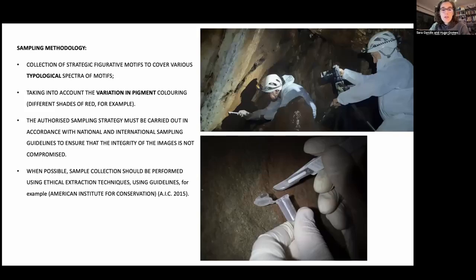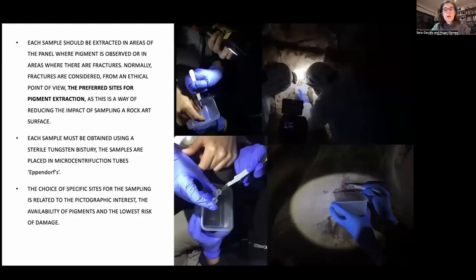There are some ethical extraction techniques that we have to be aware of also, and we always use guidelines. Normally, we go through the American Institute of Conservation guidelines. There are a set of guidelines that help us to extract samples in a very careful way, with very specific rules, just for the conservation of the site.